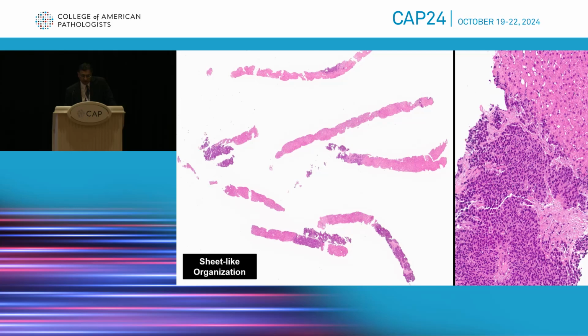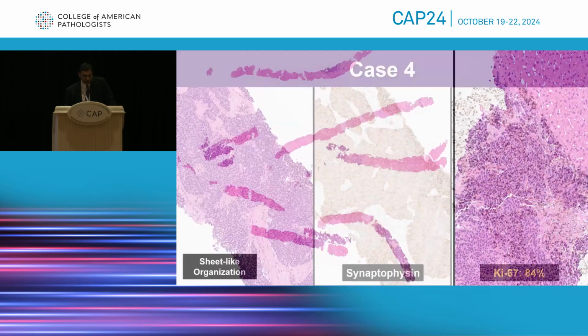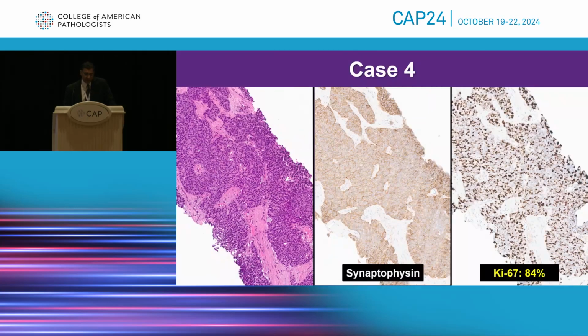And it was involved by a cellular, sheet-like neoplasm itself, and it had a nested and a thick trabecular architecture, and also stained diffusely with synaptophysin. It was also positive for INSM1, but the Ki67, as you can appreciate, was very high, on the order of about 84%.